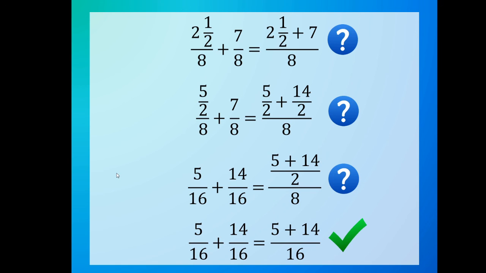Because we know the last line is true, we know the third line is true. We then know the second line is true. And lastly, we know the first line is true. So now we know that 2 1/2 eighths plus 7/8 is equal to 2 1/2 plus 7 over 8, which is equal to 9 1/2 over 8.